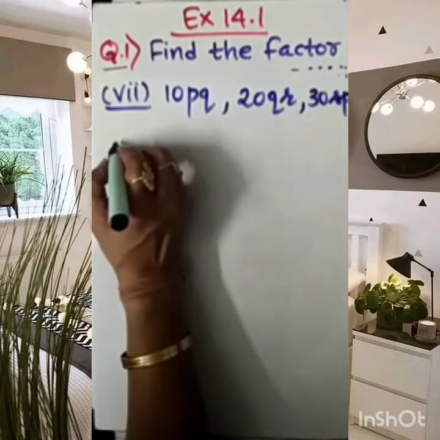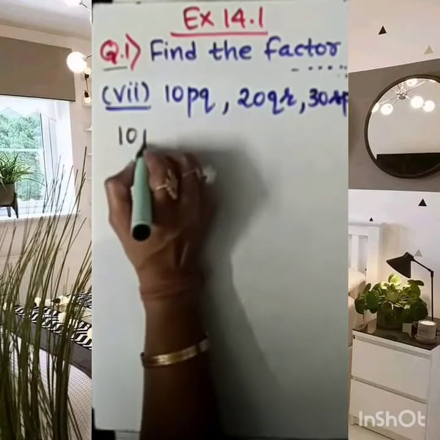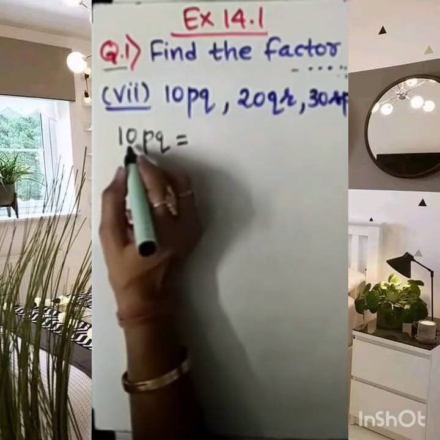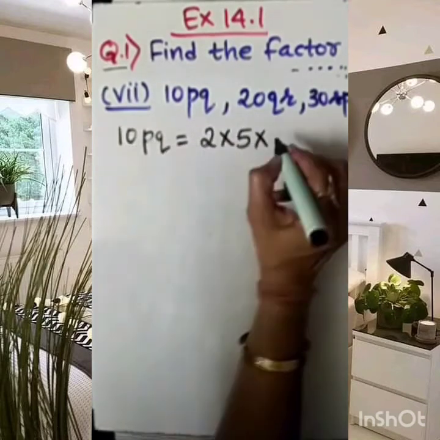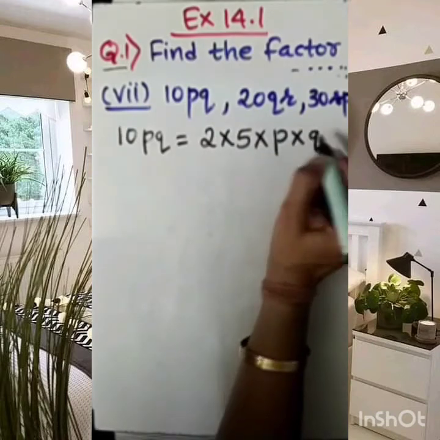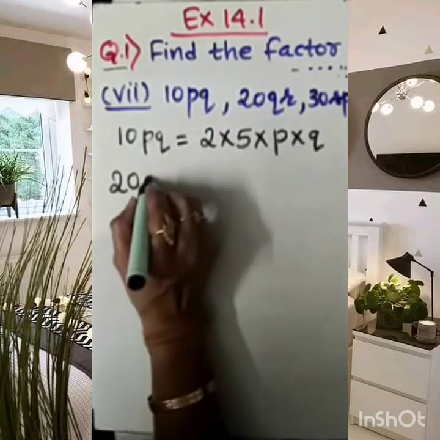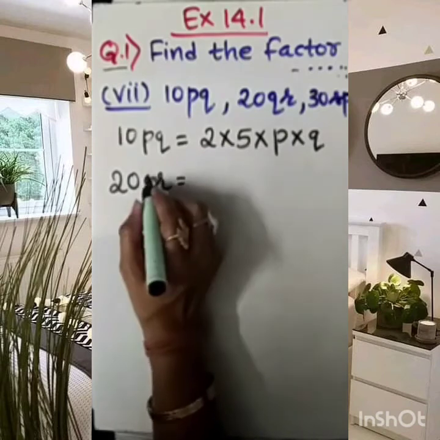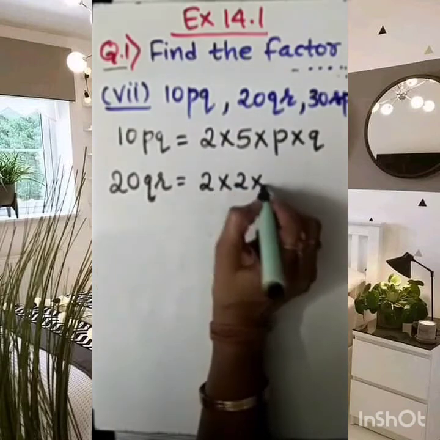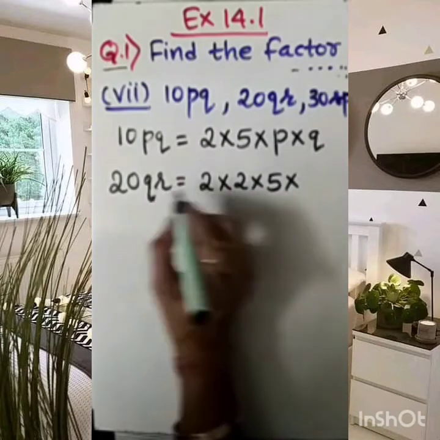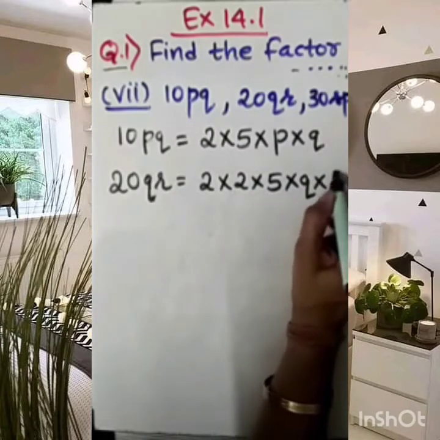So let's work out first 10PQ. What are the factors of 10? 2 into 5 and P into 2. What about 20QR? Let's work out. 20 has factors 2 into 2 into 5. What about Q into R? That is 2 into R.